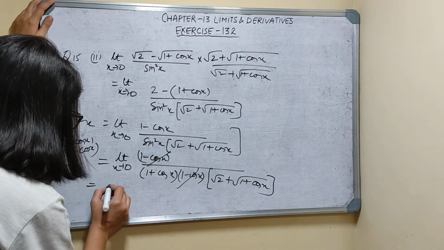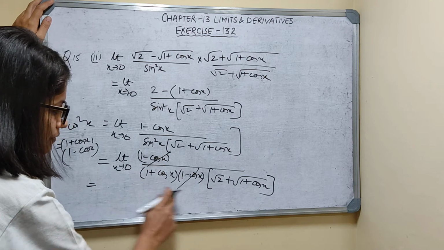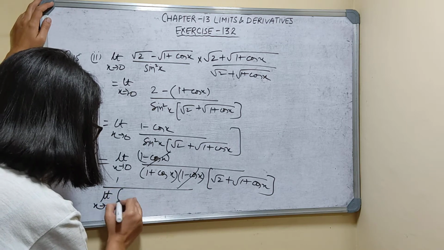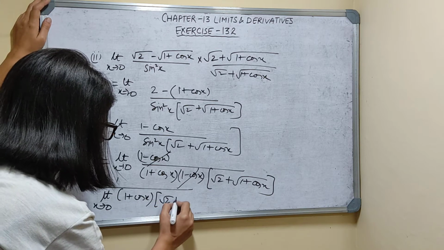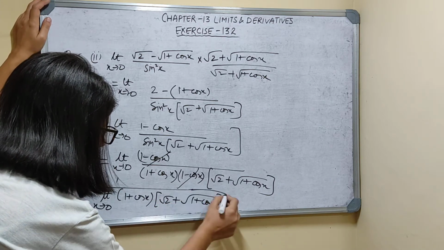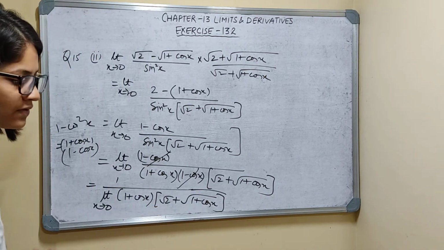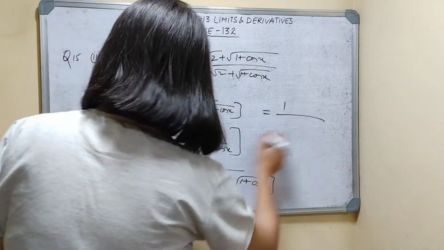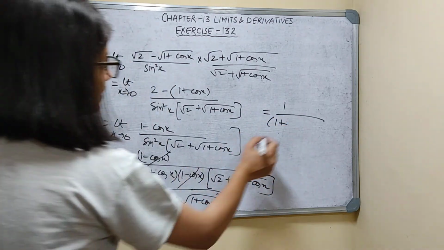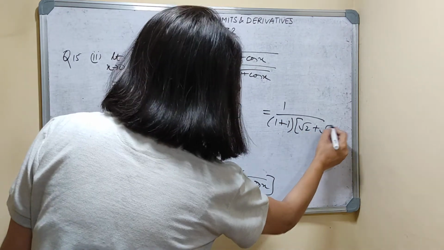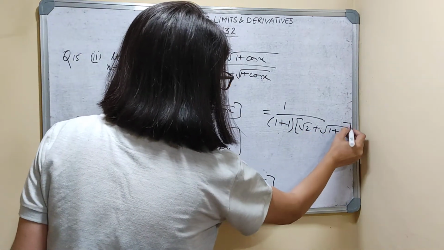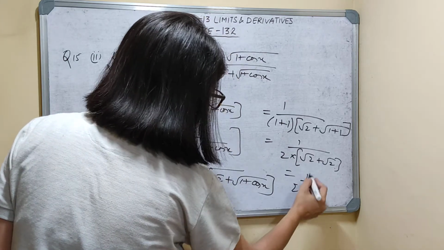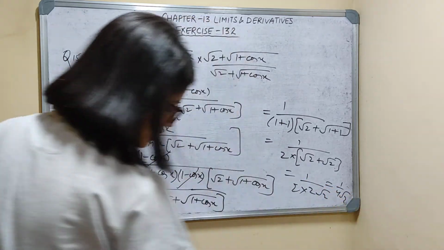But I know I can write limit x tends to 0 of 1 upon a function of x as 1 upon limit x tends to 0 of the function, only in one condition, when the down part is not equal to 0. But I know it won't be 0. So here you get 1 upon 1 plus cos 0, that is 1, into root 2 plus root of 1 plus cos 0, 1 plus 1, so root 2 plus root 2. So 1 upon 2 root 2 into 2, so the answer is 1 upon 4 root 2.